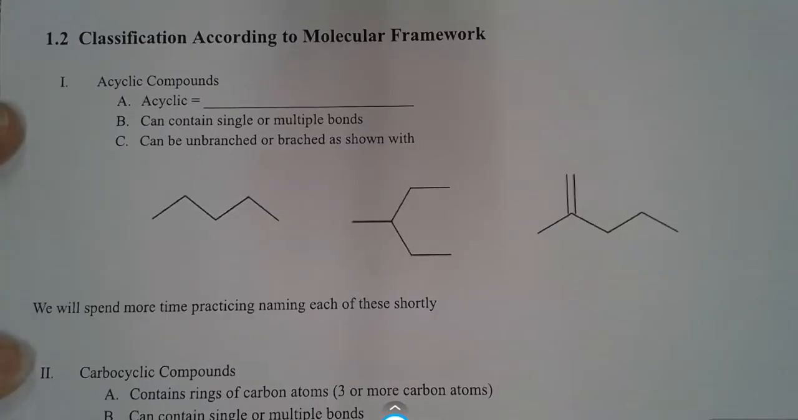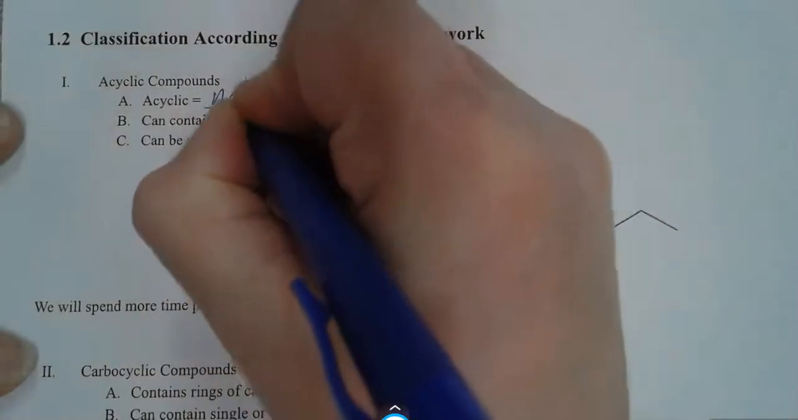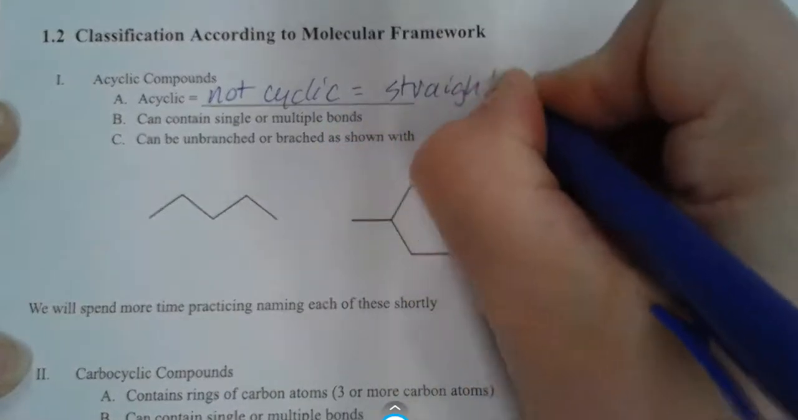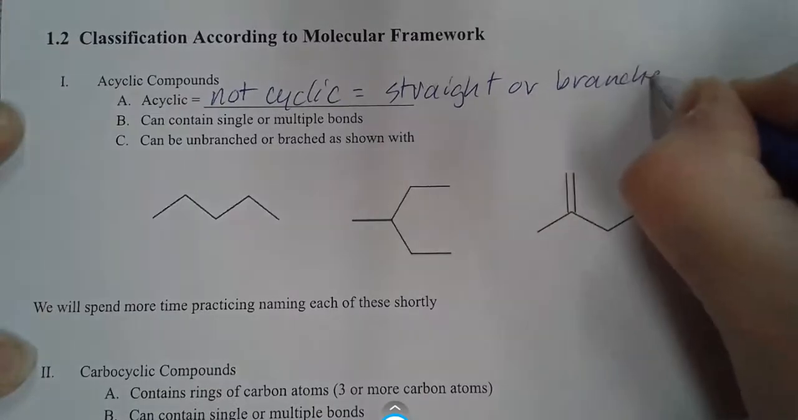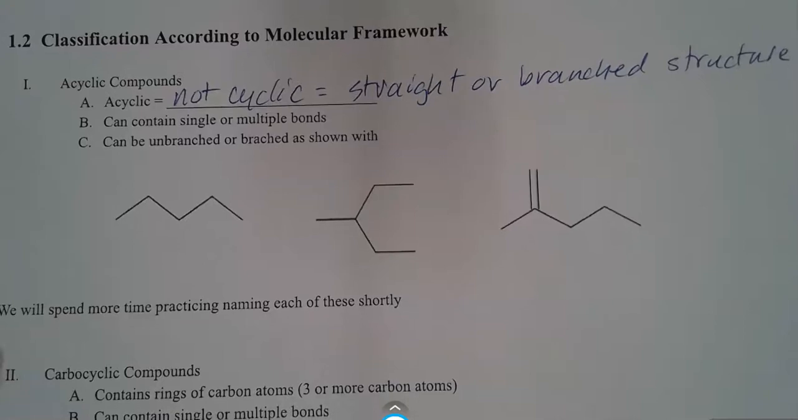All right, so now we're going to talk about classification, and we're going to cover all of this in this course. Okay, so the first type is going to be the acyclic compound. So notice it has an A in front of it. If you ever see an A in front of a word like amoral, it means not moral. So if that A prefix means not, then this means not cyclic. Not cyclic means a straight or branched structure. They're not in a ring, okay? So they contain single or multiple bonds. There we go. And they can be branched or unbranched as shown.